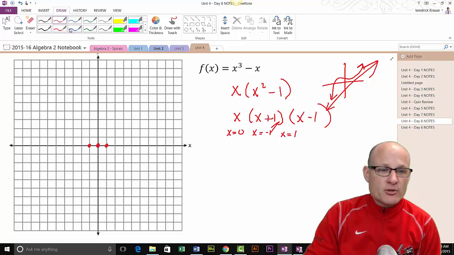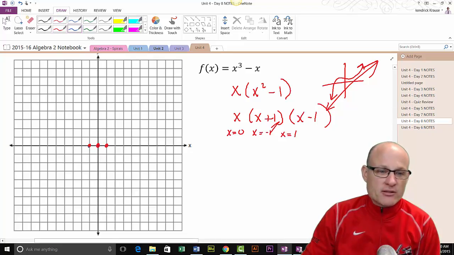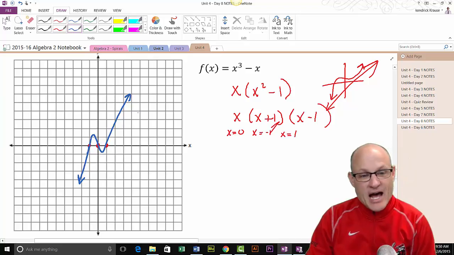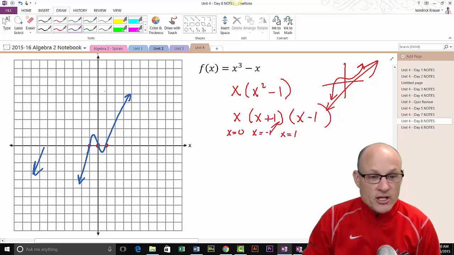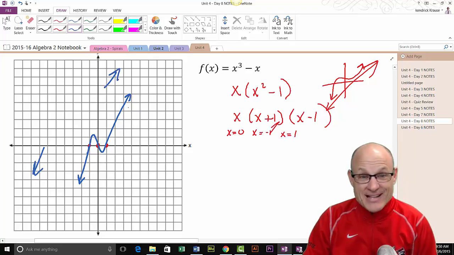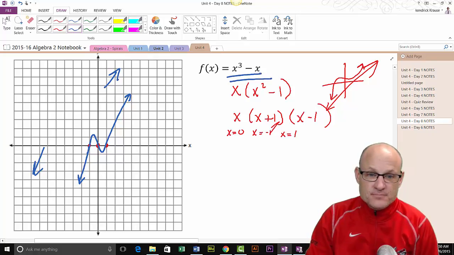So off to the left, I'm going to start. Let's do this in blue. Off to the left, I'm going to start down. Off to the right, I'm eventually going to go up. So what I'm going to do is come across, go back down, and come back up. And notice I've got an odd degree going off to the left, up to the right. That makes it positive, and it's a cubic. Good, we're done.